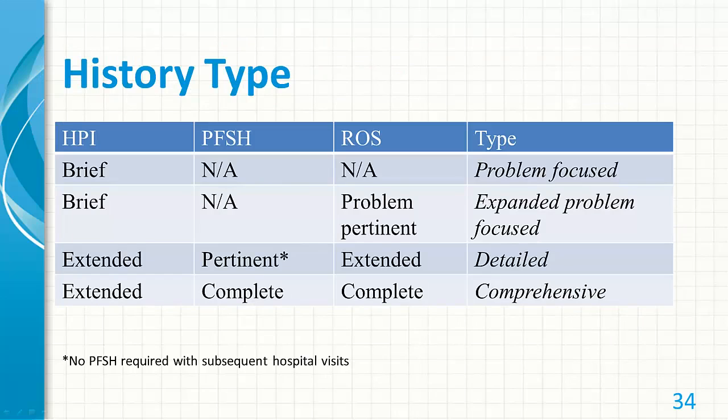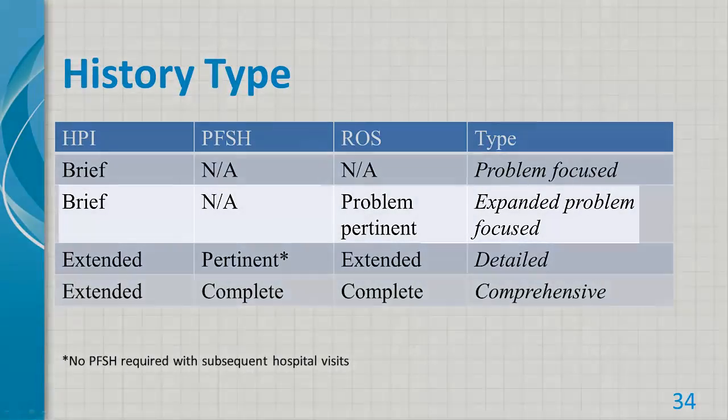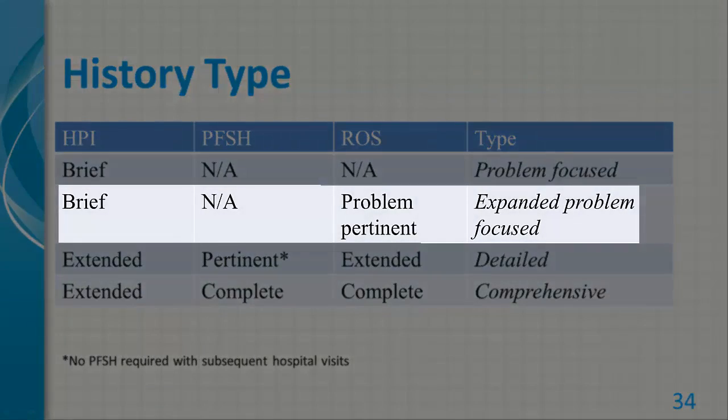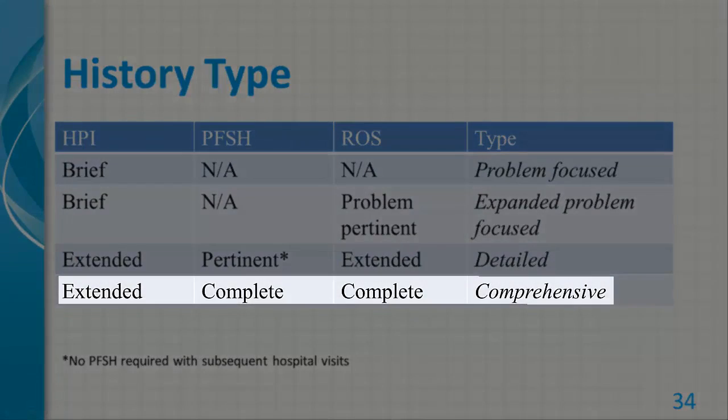This chart puts it all together to arrive at the level of history, with the level being the one that has all three elements met or exceeded, plus a chief complaint. So, problem-focused history includes brief HPI and no need for past family social history or review of systems. Expanded problem-focused history includes brief HPI and problem-pertinent review of systems with no need for past family or social history. Detailed history includes extended HPI, pertinent past family social history, and extended review of systems. And comprehensive history includes extended HPI, complete past family and social history, and complete review of systems.